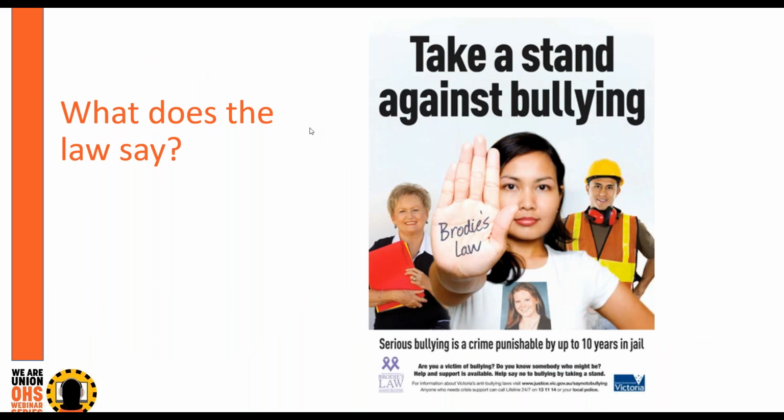Okay, so there is no specific occupational health and safety regulation that covers bullying or makes it specifically illegal for bullying to occur. It's not specifically addressed in either the OHS regulations or codes. However, under Section 21 of the Victorian Occupational Health and Safety Act, employers have a general duty to provide and maintain for employees, as far as practicable, a working environment that is safe and without risks to health.